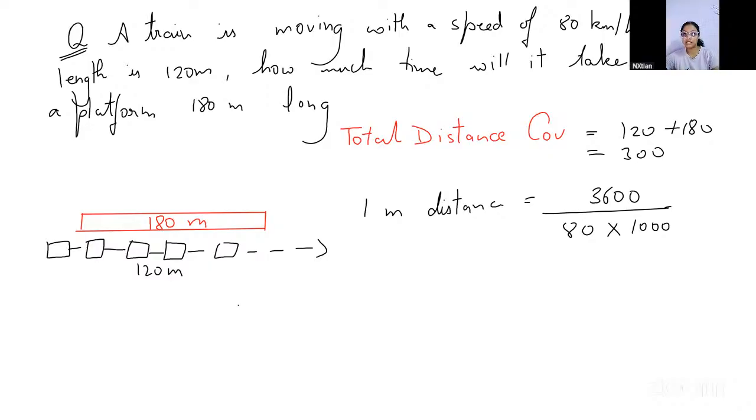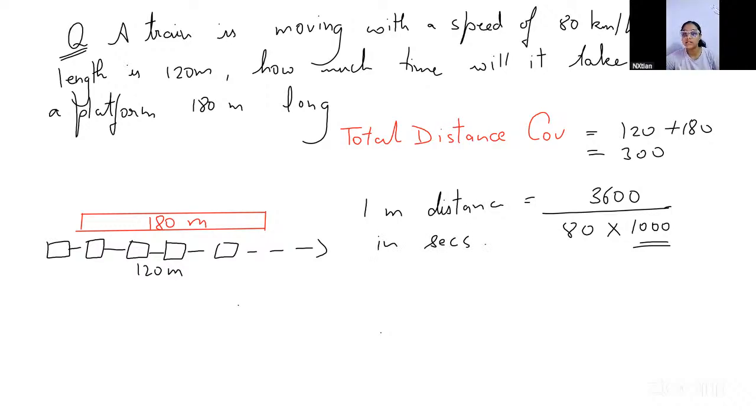1 meter distance will be covered in how many seconds? 3600 divided by 80, that's the speed, into 1000. That's the conversion for meter. This is the conversion for meter, this is the seconds, the time, and the speed. Now, this is for 1 meter distance in seconds.